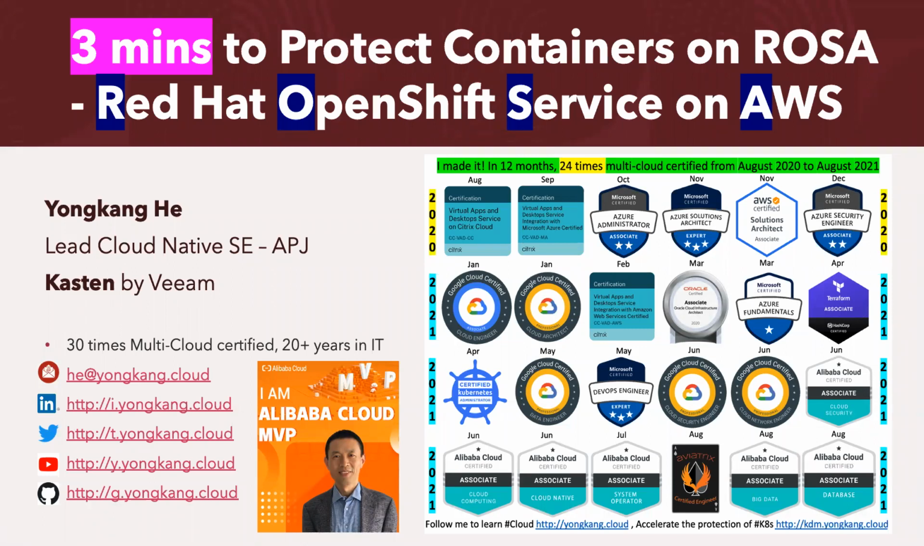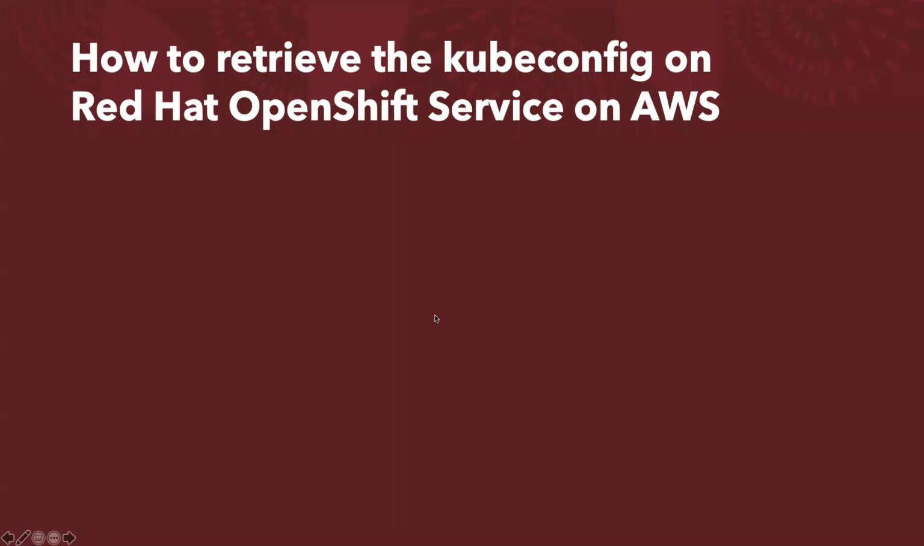Today I'm going to walk you through how to protect the containers on ROSA, which is Red Hat OpenShift service on AWS. You only need 3 minutes. Let's get started. So first of all, you need to retrieve the kubeconfig on the ROSA cluster.